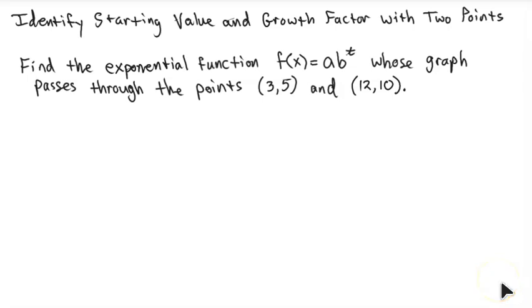Right, in the last video, we identified the growth factor given a single point, just 1 point. So we could identify B if we only knew 1 point. But really, our exponential functions have a starting value and a growth factor. And so in order to identify both the starting value and the growth factor, we're actually going to need two points that are on the graph of the function.